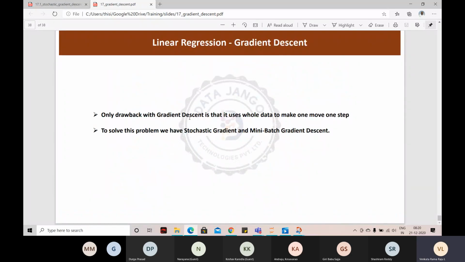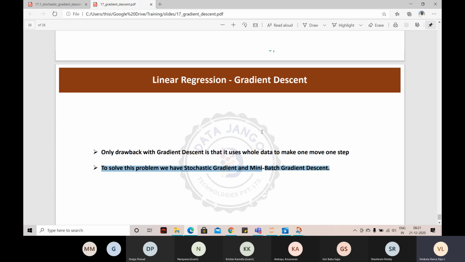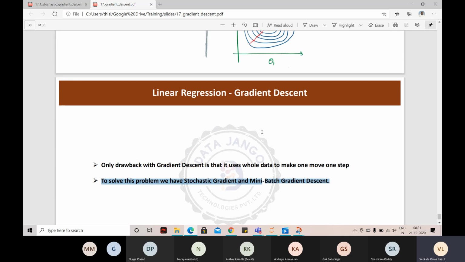Only drawback with gradient descent is it uses whole data. I'll talk about this in a moment. To solve this problem, stochastic gradient descent and mini batch gradient descent are the algorithms, the solvers we use. These two are the ones which make the AI work. Artificial intelligence is based on these two algorithms. Most of it, 90% of it, is dependent on this. If you understood gradient descent, you are good to go.